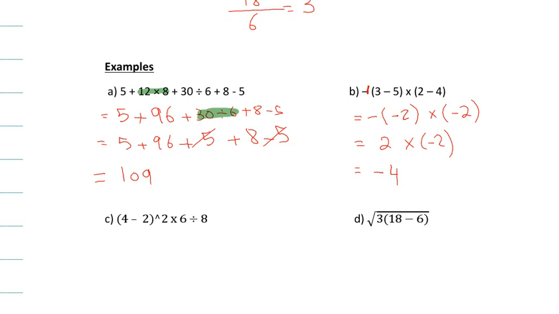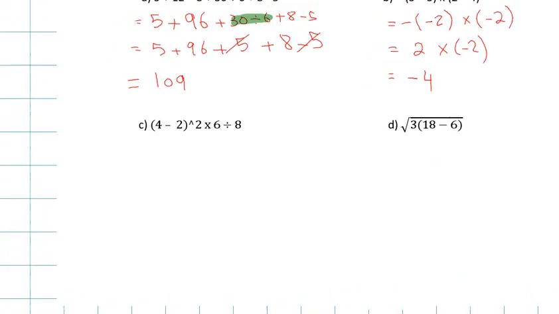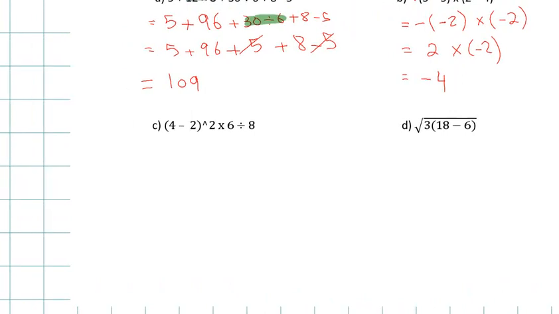Can someone read C for me? So what do you see? 4 minus 2 to the power of 2. That's right. Or times 6 divided by 8. Good. So I have 4 minus 2 to the power of 2 times 6 divided by 8. Where do I start? The brackets. Right? So inside the bracket it's 4 minus 2, so that simplifies to 2.